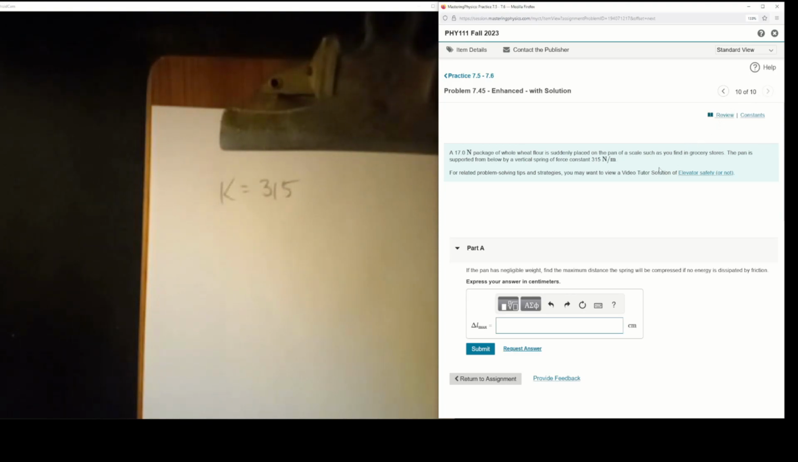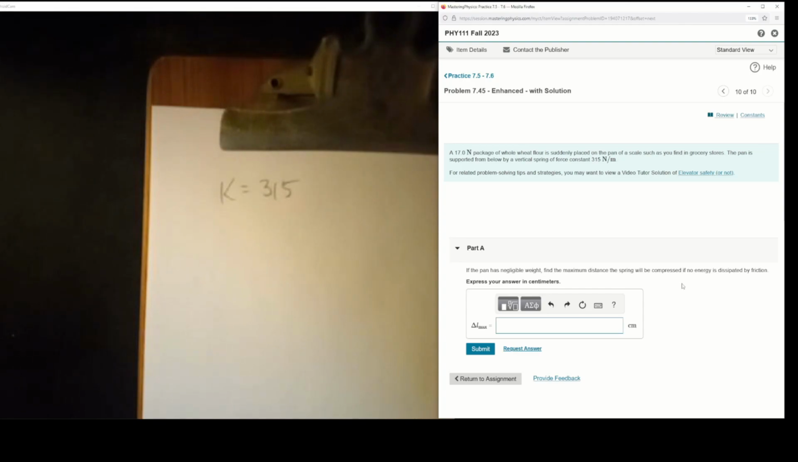If the pan has negligible weight, so we're going to ignore the weight of the pan, find the maximum distance the spring will be compressed. And again, we're ignoring any energy loss from friction, as we always do.